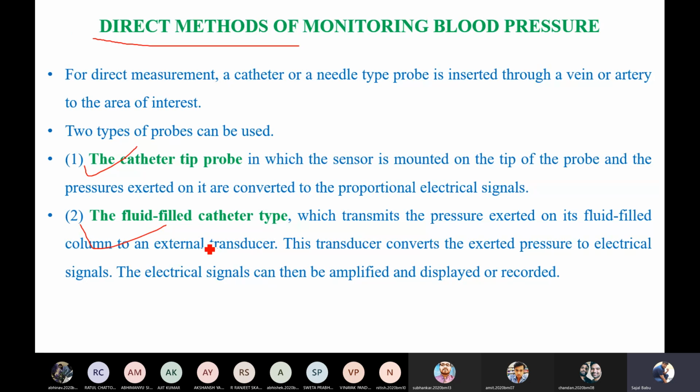Among both of them, which is more advantageous? The catheter tip probe is more advantageous because it can record dynamic values, since the sensor directly converts the blood pressure into an electric signal. If there are any dynamic changes in the blood pressure, they will be easily measured by the catheter tip probe. But the fluid filled type does not work that dynamically. It is not going to give an immediate change because the fluid has some fluid friction, so it is not that suitable for dynamic measurement.